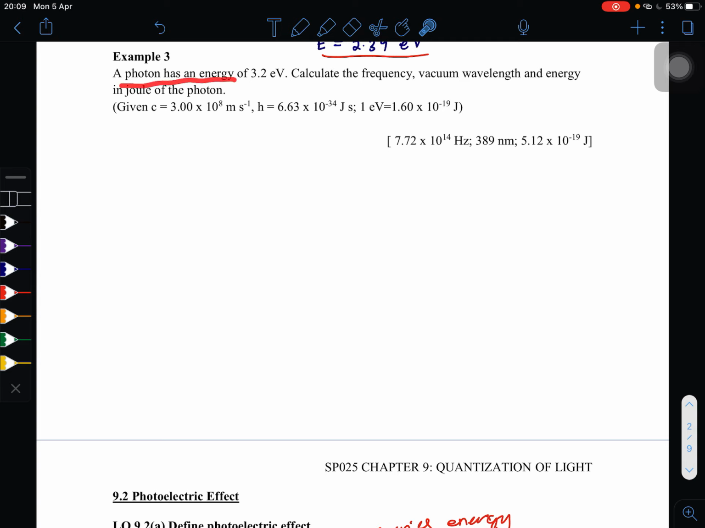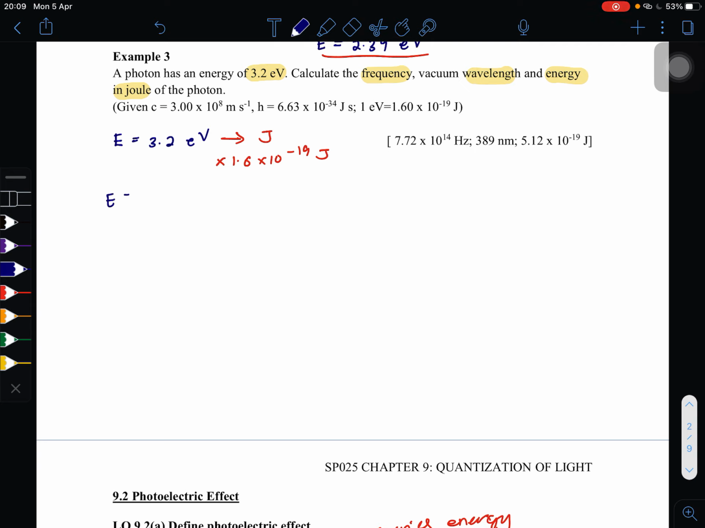So a photon has energy of 3.2 electron volt. Calculate the frequency, vacuum wavelength, and energy in joule of the photon. So we want to calculate 3 benda: frequency, wavelength and energy, which is in joule. Okay, so first kita boleh cari energy dahulu. Since energy is given in electron volt, E is equal to 3.2 eV. So we want to convert to joule, which is darab dengan 1.6 eksponen negatif 19 joule.